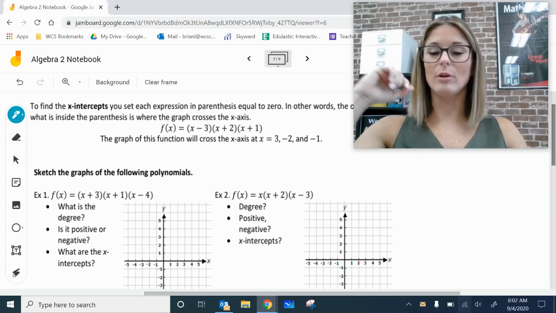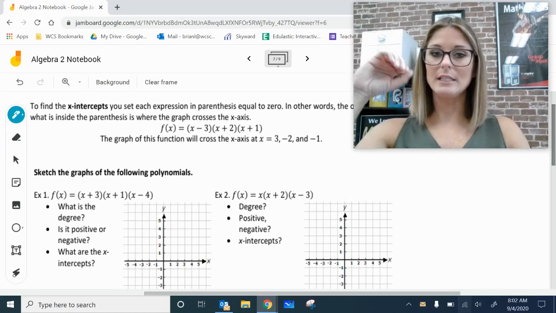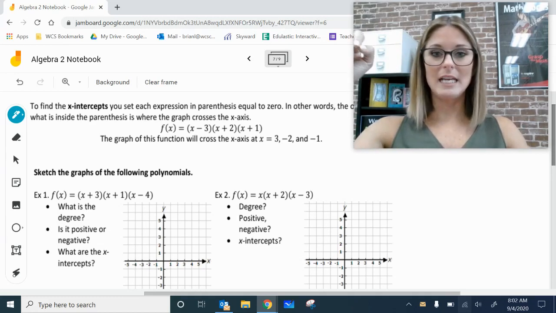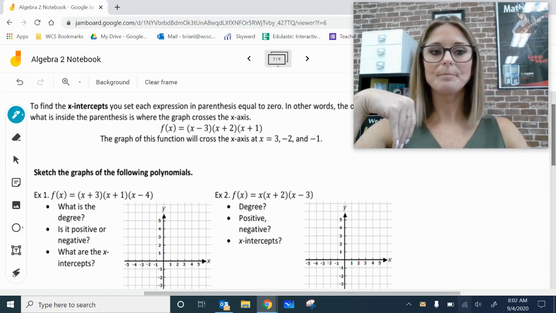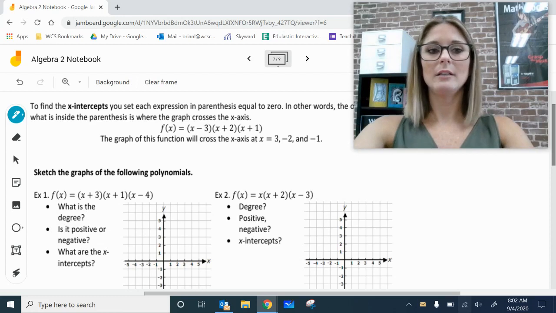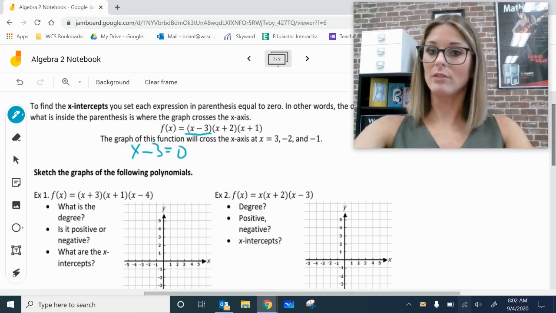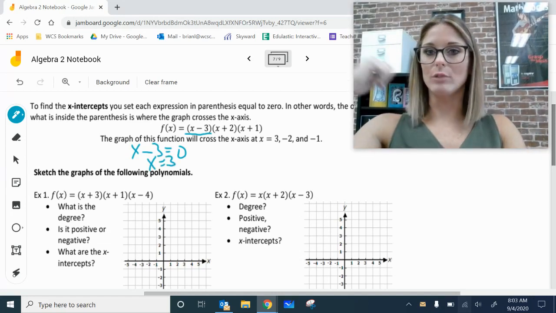So if it's in this factored form, to find the x-intercepts, you set each expression in the parentheses equal to 0, and you solve it. In other words, it's going to be the opposite of what's inside the parentheses. If I took our example here, this x minus 3 piece, and I set it equal to 0, and I solved it for x, I would add 3 to both sides, and one of my x-intercepts would be positive 3. Or what I'm saying is it's just the opposite of what's in your parentheses.